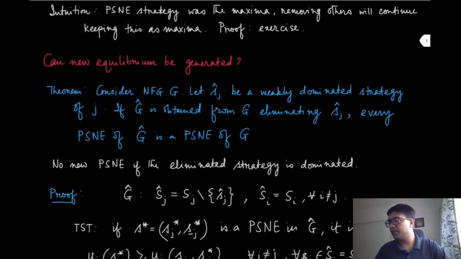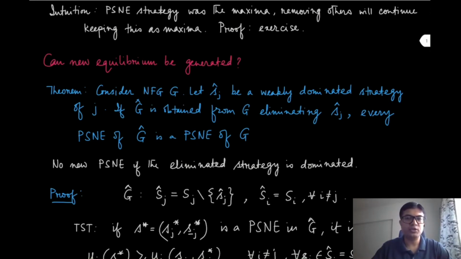So let us try to prove this result. Let me formally state it. Consider a normal form game G. Suppose SJ hat is a weakly dominated strategy of player J, and G hat is obtained from the original game G by eliminating SJ hat. Every pure strategy Nash equilibrium of that reduced game is a pure strategy Nash equilibrium of the original game. That is what the theorem statement says.